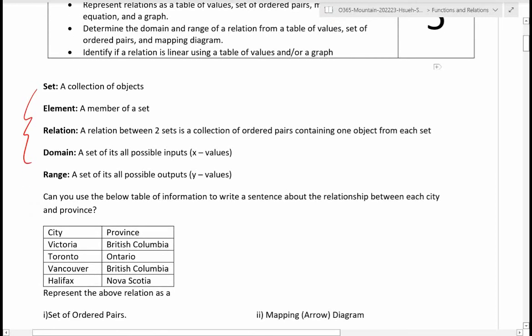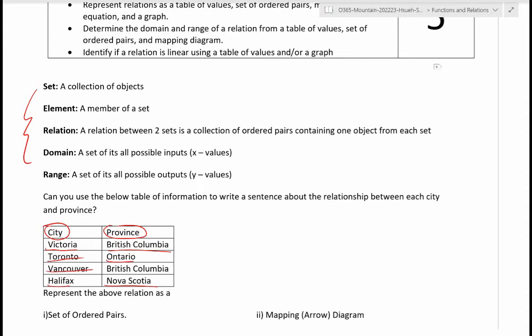Here's an example. Here is a set, city. The set city has 4 elements, namely Victoria, Toronto, Vancouver, and Halifax. Province is also a set. It has 3 elements in this case: BC, Ontario, and Nova Scotia. You can see there are 2 BCs, so that counts as just one element. So that's a set and an element. A set is a collection of objects, and those objects are the elements.